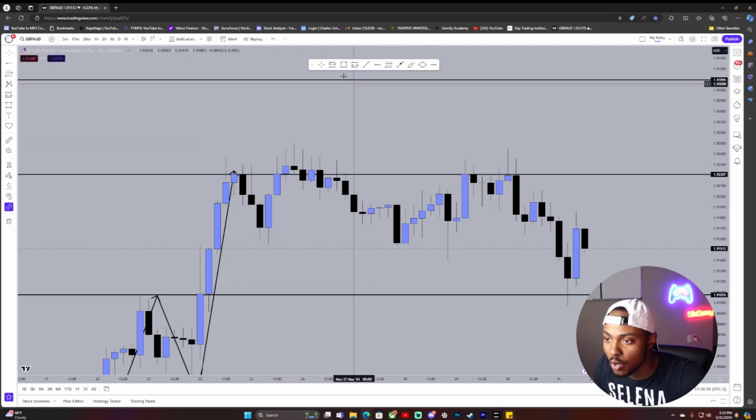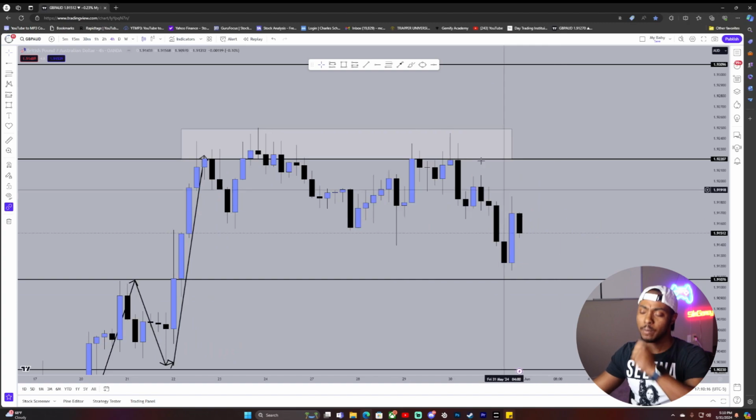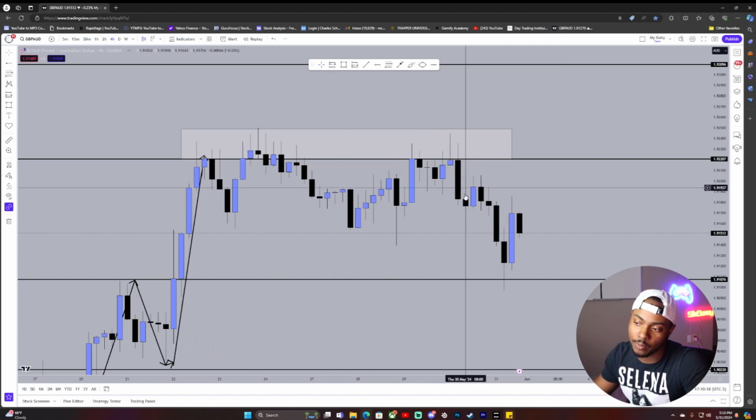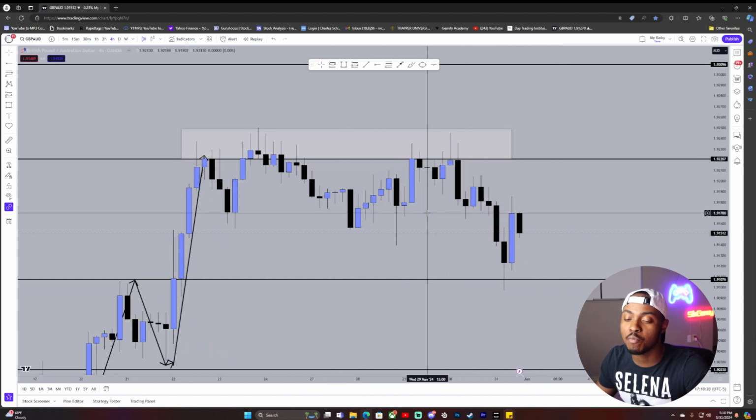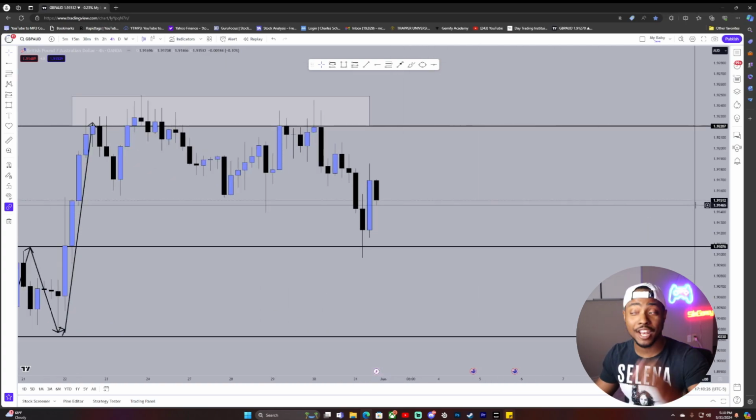So what do we do? We take our box right here and we draw a zone, and it makes even more sense, right? I'm like, okay, price clearly doesn't have enough momentum to push up the way it needs to. So it needs to go back down, grab some liquidity. I'll make a video on that as well.